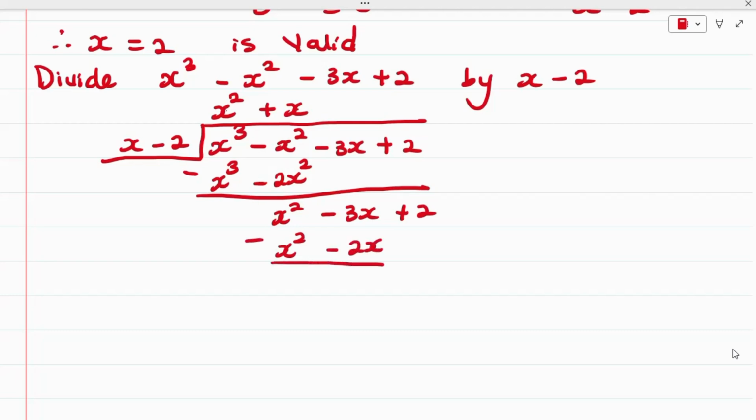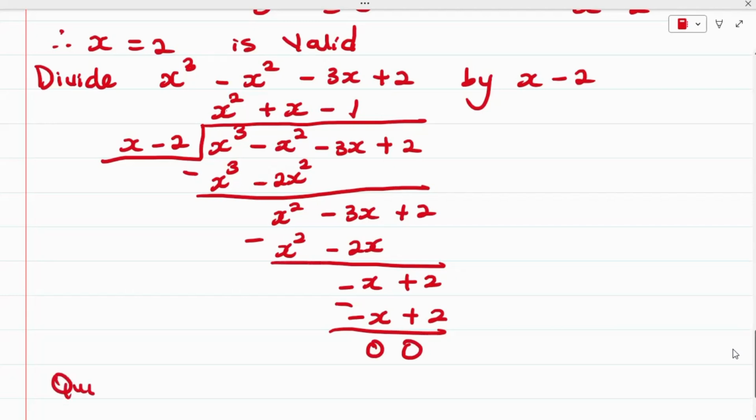If we subtract this, x^2 minus x^2 is 0. Minus 3x minus negative 2x is going to give us minus x. We then bring down plus 2. So if we divide this, we have negative 1. Minus 1 multiplied by x is minus x. Minus times minus is plus, 1 times 2 is 2. And if we subtract this, we have 0. So hence, we have the quotient to be given as x^2 + x - 1.